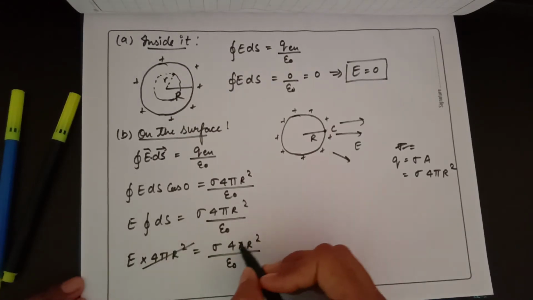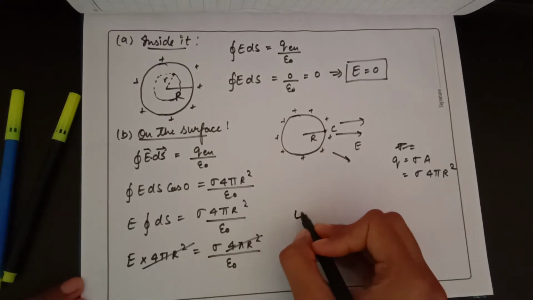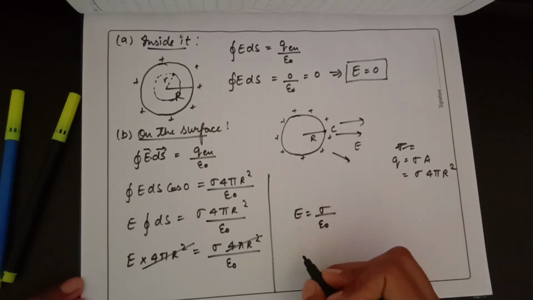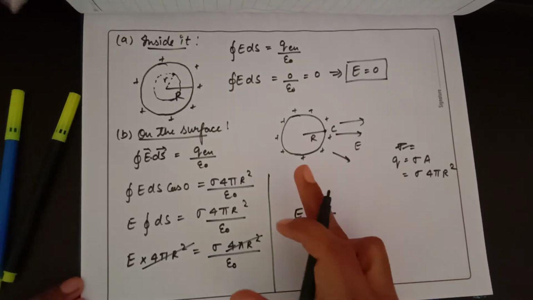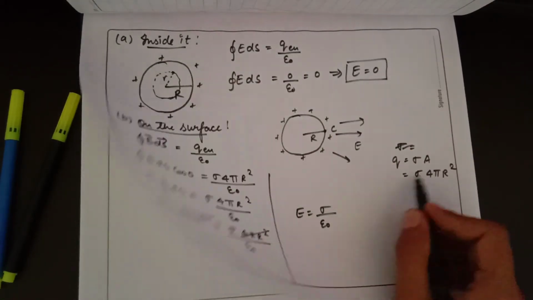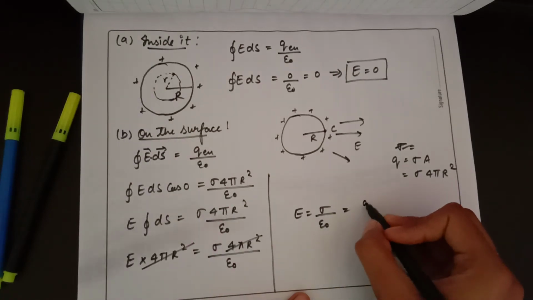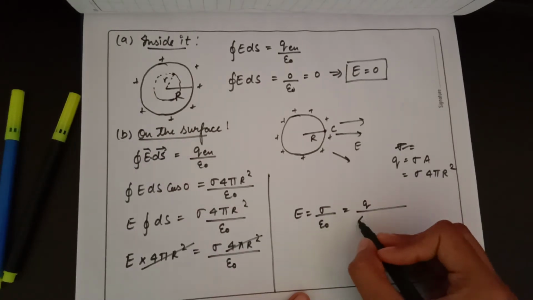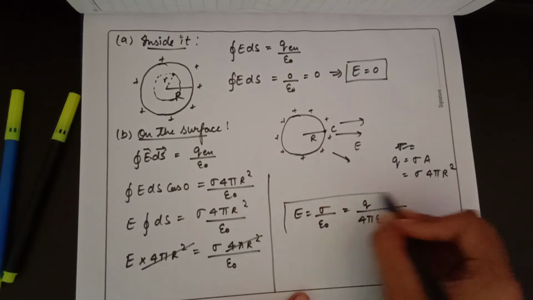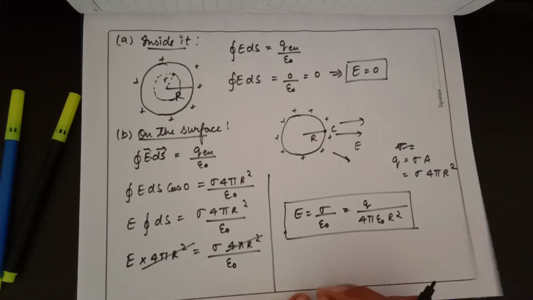So 4 pi R square cancels out, so we get E equal to sigma upon epsilon naught for a conducting sphere on its surface. And we can write sigma in terms of Q as Q divided by 4 pi R square. So I can write it as Q divided by 4 pi epsilon naught R square. So this I get from Gauss's law.